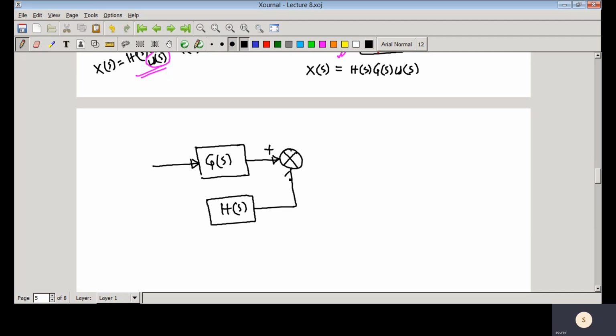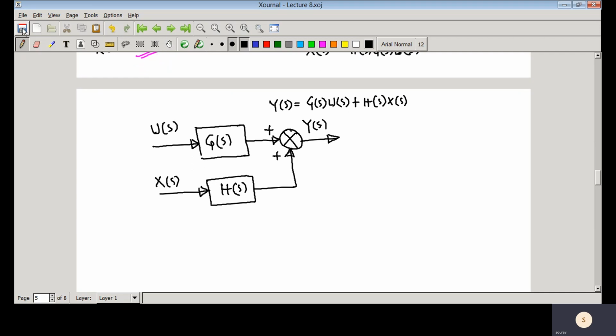hs, and so here suppose you have that Ys, here you have Us, and here you have Xs. So then it is clear that this Ys is equal to Gs Us plus Hs Xs.